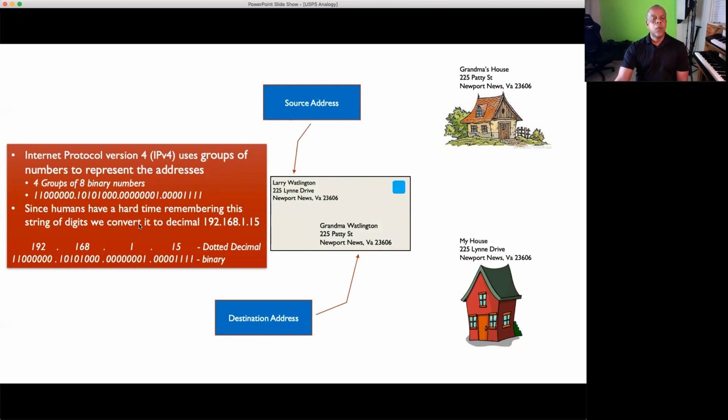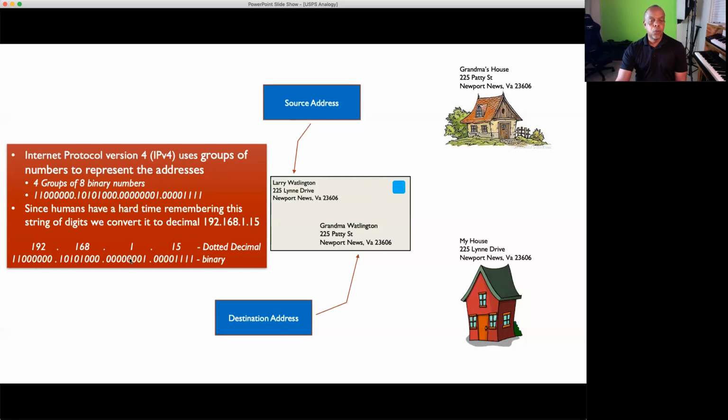So what do we do? We convert that to a decimal, or we call it dotted decimal, which makes it easier for us as humans to communicate what an IP address is. So when we say 192.168.1.15, in effect, the computer doesn't have a clue what that is, but it does recognize this. And that's what that conversion is.